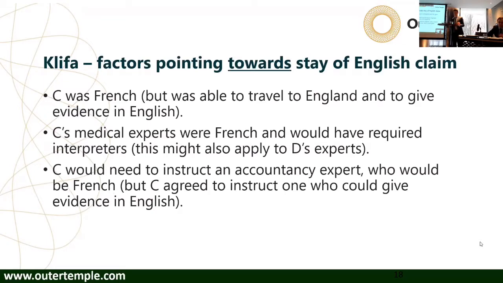Still on factors pointing towards a stay, i.e. factors suggesting that there's a closer connection to France, the claimant herself was French, and here's an example of a caveat. She's French, but she's able to travel to England and give evidence in English, so that's not quite as clear-cut as it might be otherwise. The claimant's medical experts were French and would have required interpreters. And again, a factor that still points toward France. The claimant would need to instruct an accountancy expert, but again, she'd tried to reduce the effect of that by saying that she would instruct an expert who could give evidence in English, therefore hoping to reduce the extent to which that pointed towards France being the appropriate forum.